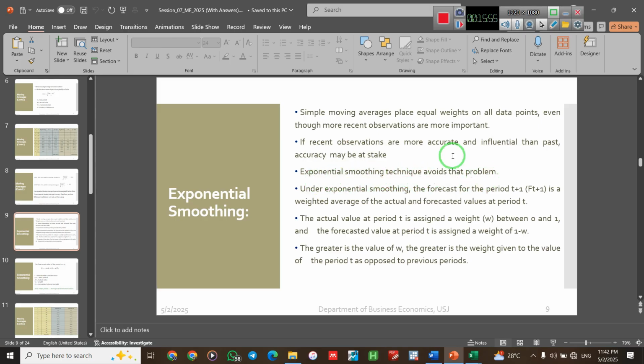That means when we are calculating the simple moving average, we gave an equal weight to each data point. For every data point in our data set, we gave an equal weight, right? But it says that if the recent observations are more accurate and influential than past ones, accuracy may be at stake.